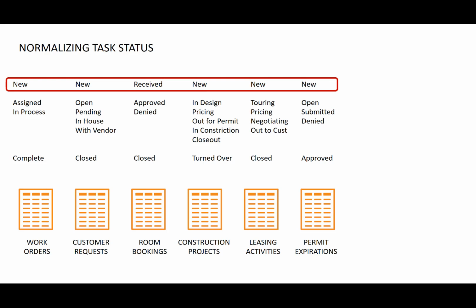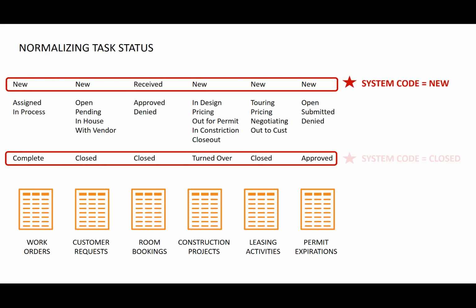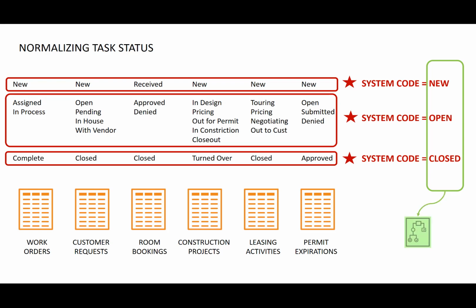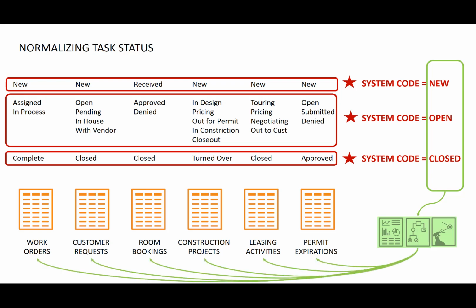They all have something that constitutes new, so we can make that a system code. They all have something that constitutes closed, and we can do the same thing with that. Now, in the middle, we see all kinds of words that people are using to describe their tasks as they're in process, but we can group them under one system code called open. This is really important because once we do that, we can have things happen automatically based on the system code for status. For example, we may automatically kick off a workflow when something is open or closed or new, or we may generate reports based on these things or activate a trigger, and these things can affect all of these different areas of the company, which is really powerful.